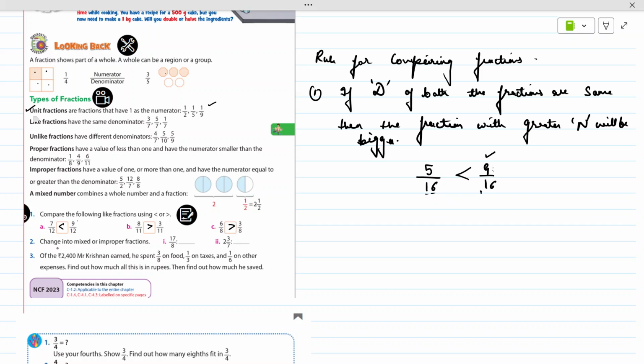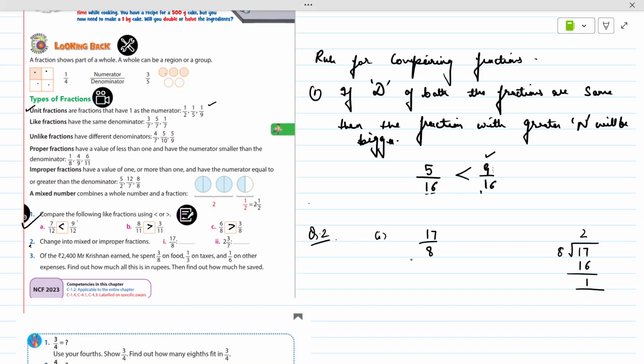Next question we have: change into mixed or improper fraction. 17 by 8. This was question number 1, we have done. Question number 2 I'm taking here. What we have here is, we have to change into mixed or improper fraction. First one we have 17 by 8. So kids, how we have to do it is, we just divide 17 by 8. We have 8 times 2 is 16. 17 minus 16 is 1.